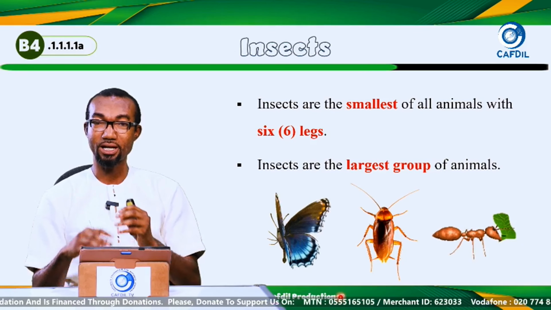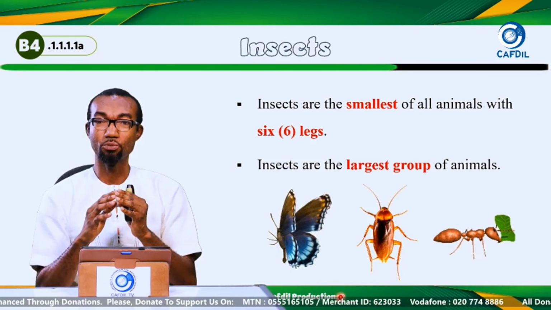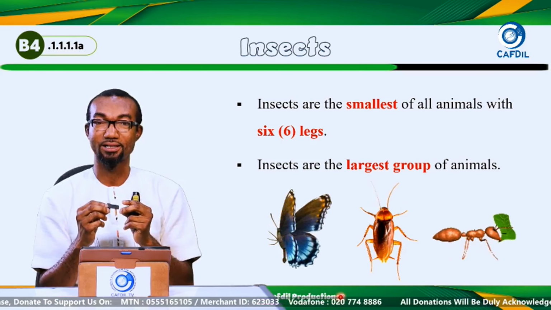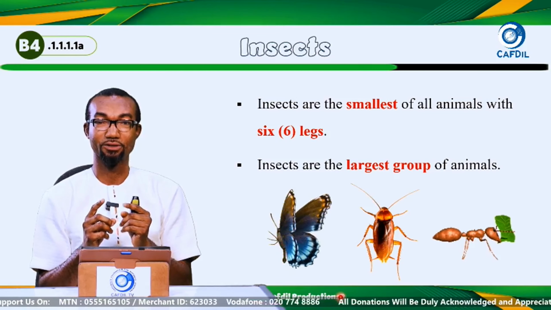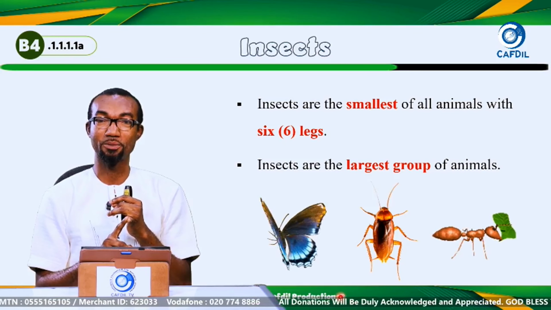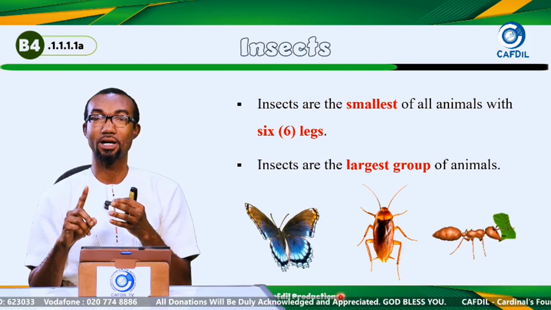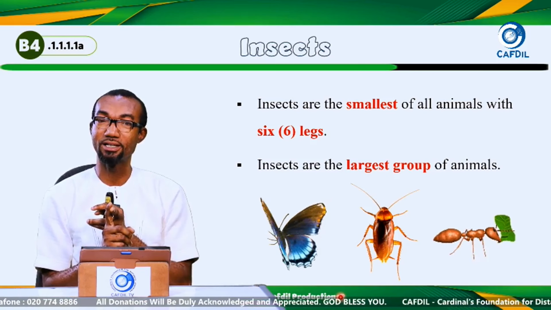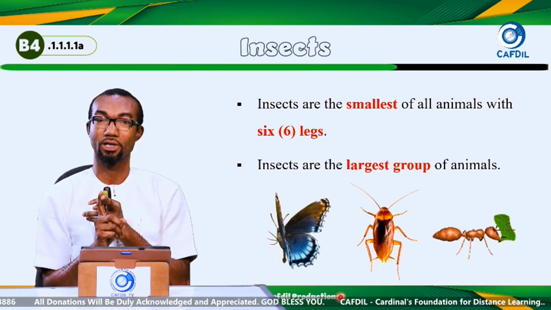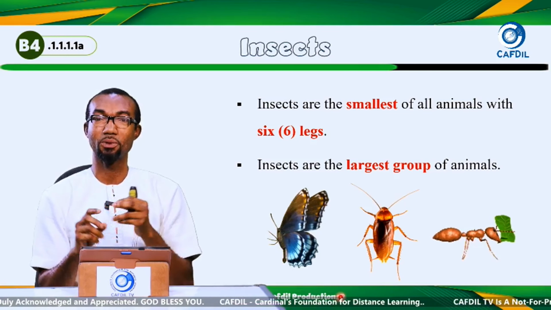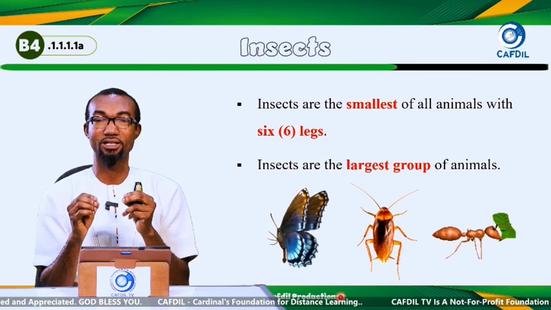So in grouping animals, we group insects, number 1, by the number of legs they have. If you look at the dog you have at home, how many legs? 4. If you look at the cat, how many legs? 4. If you look at the bird you see, how many legs? 2. Cats have 4, dogs have 4, birds have 2. But when it comes to insects, they have how many legs?